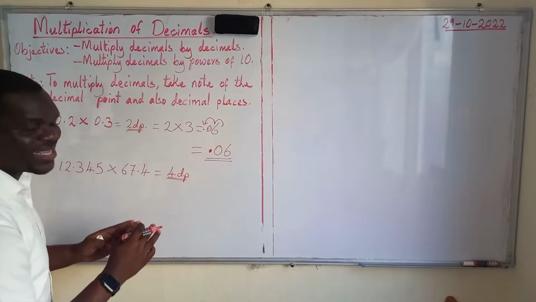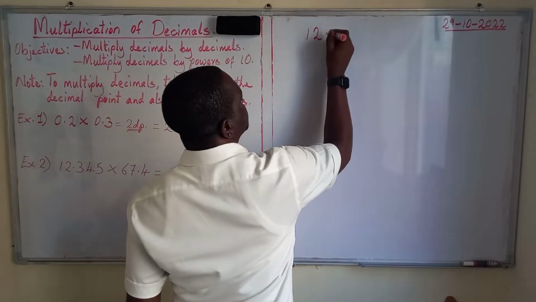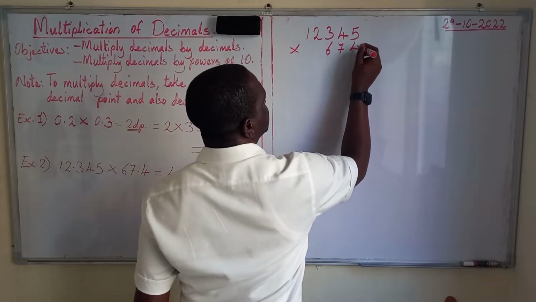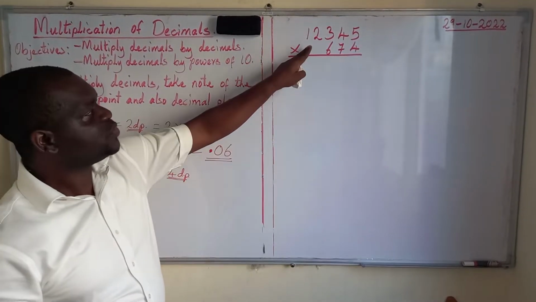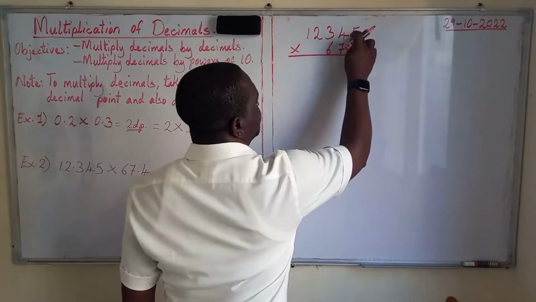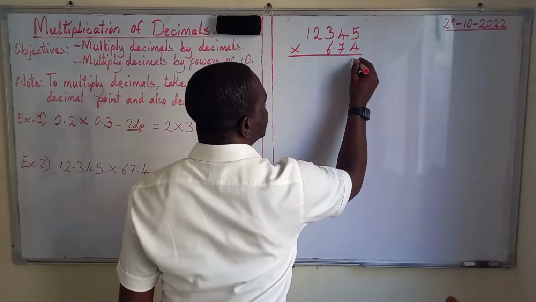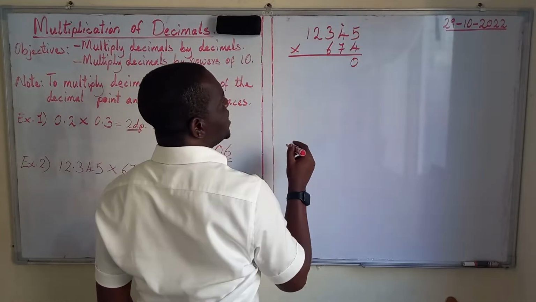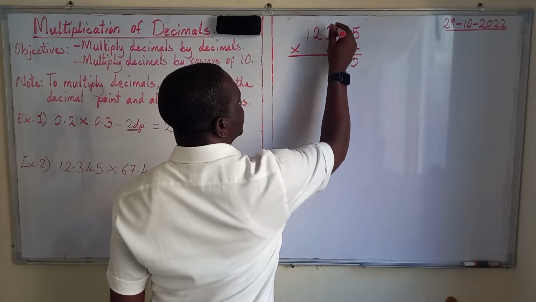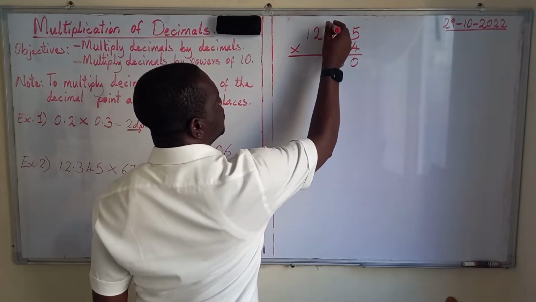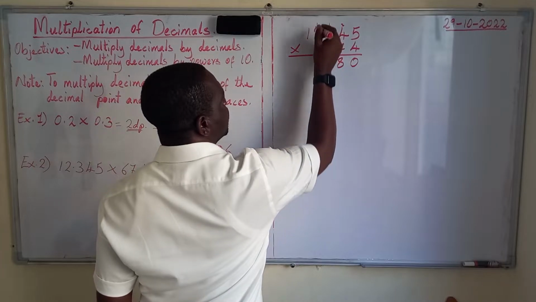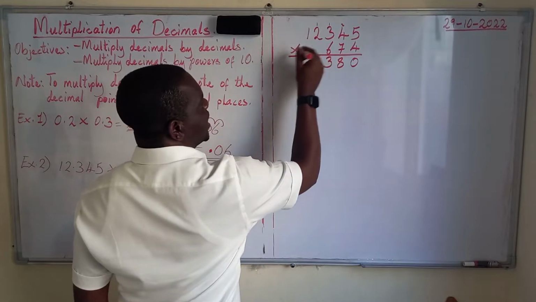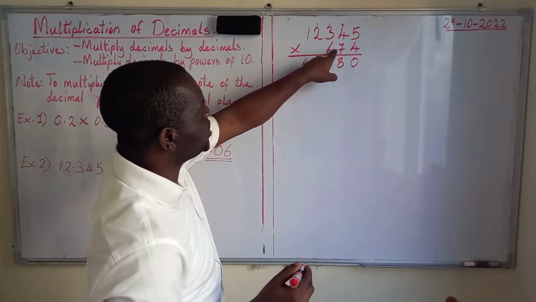We consider all this as whole numbers. This will be 1, 2, 3, 4, 5 multiplied by 6, 7, and 4. You have to pay close attention because we are multiplying by 3-digit numbers. 4 times 5 is 20. You write 0 and carry 2. 4 times 4 is 16 plus 2 is 18. 8 and carry 1. 3 times 4 is 12 plus 1, 13. 3 and carry 1. 2 times 4 is 8. 8 plus 1 is 9. 1 times 4, 4.